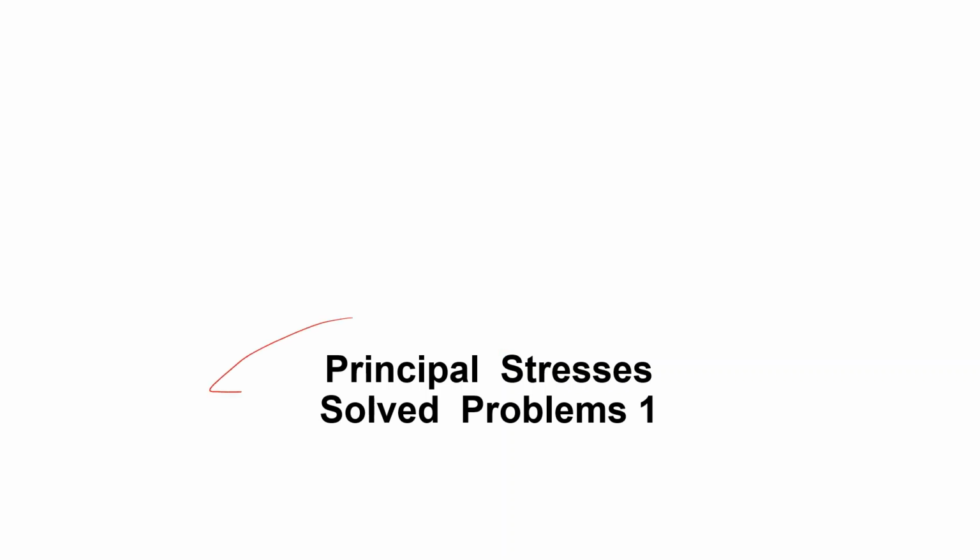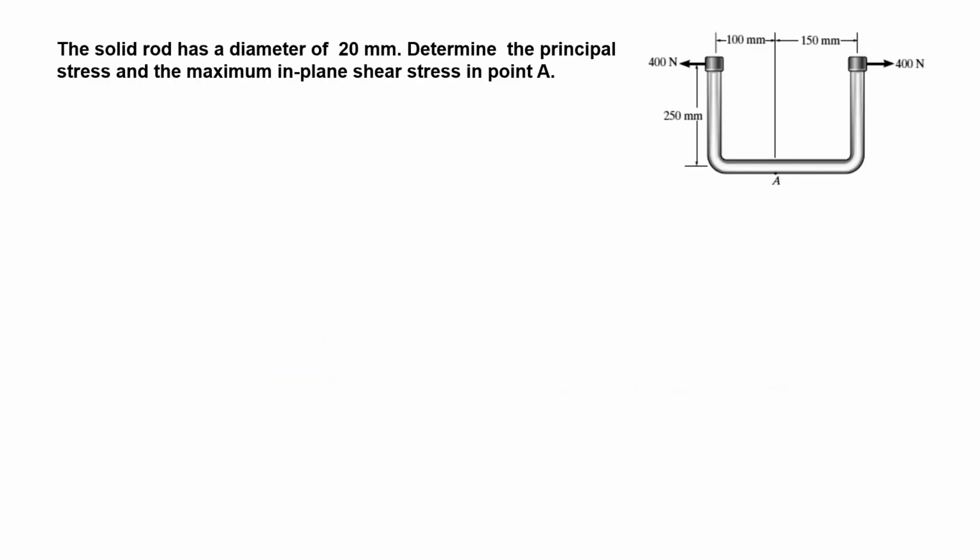In this video, we will solve principal stress problems. First problem, we have a solid rod, diameter is 20 millimeter, and a section is given, and in this section, point A is found critical, and we have to determine the principal stress and the maximum in-plane shear stress in this point.